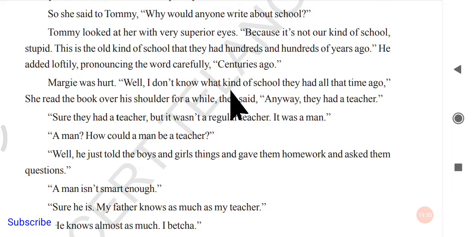"Well, I don't know what kind of school they had all that time ago." She read the book over his shoulder for a while, then said, "Anyway, they had a teacher."